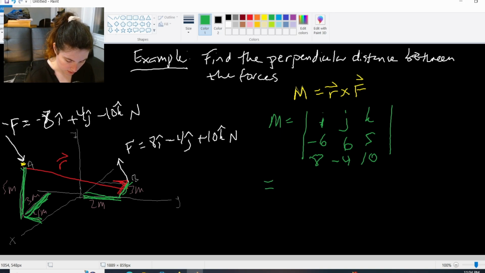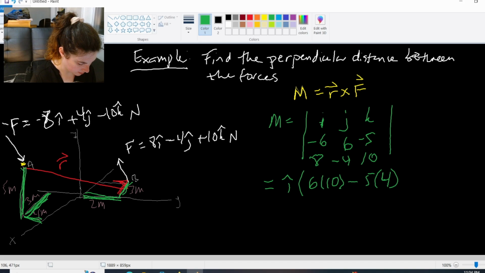So our moment is going to be i hat times 6 times 10 minus 5 times 4. Oh, this is a negative 5, isn't it? Our Z component is a negative 5. It's going from a positive to a negative. It's losing it. Negative 5 times negative 4. My mistake.